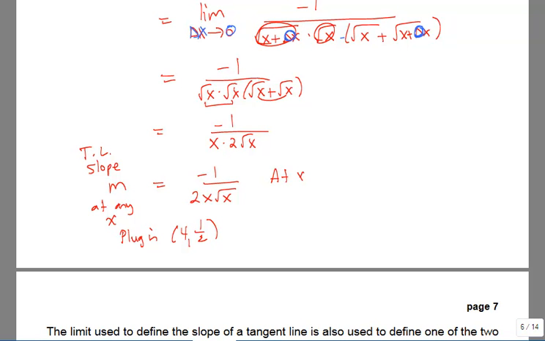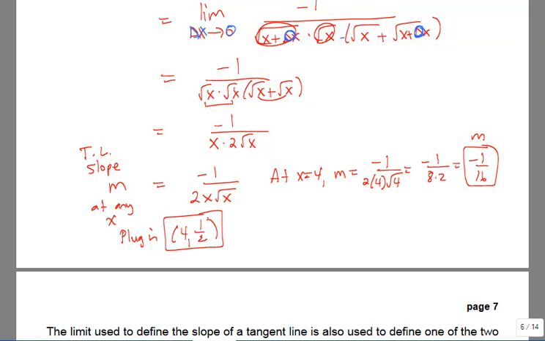So at x equals 4, this slope m becomes negative 1 over 2 times 4 times the square root of 4, which is negative 1 over 8 times 2, or negative 1/16. And then last but not least, so there's your slope m. We have our point (4, 1/2). Last but not least is to put these two things together into the equation of our tangent line.